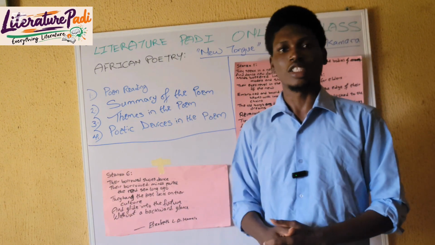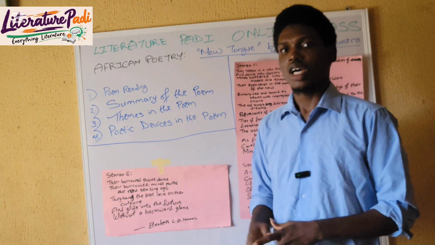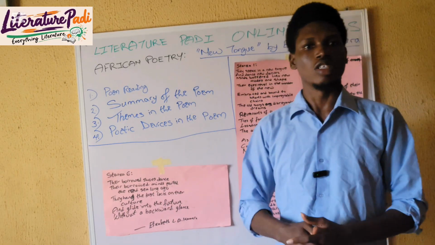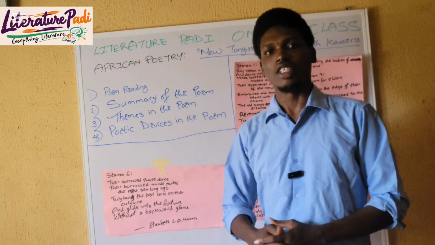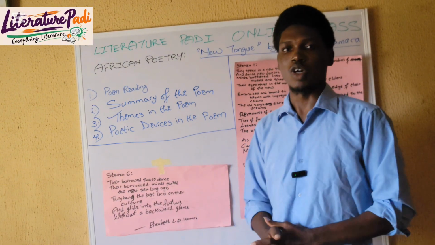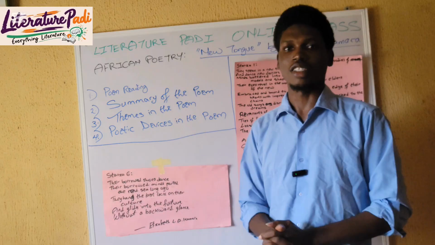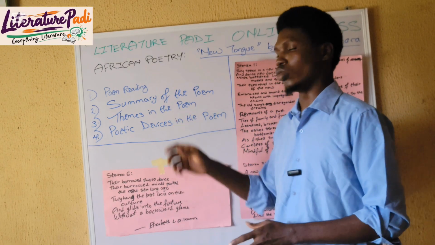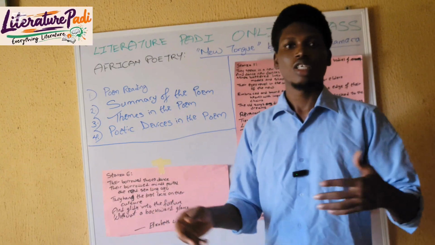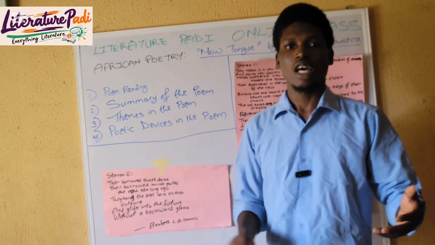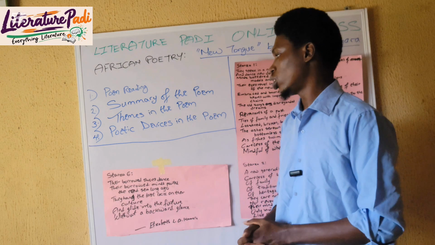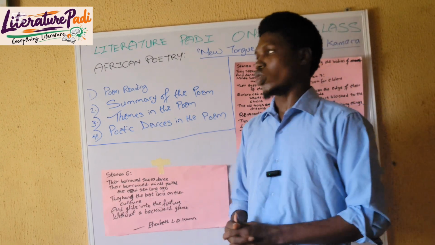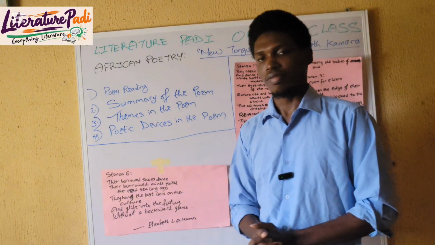And it is in this section that we will be discussing the themes in Elizabeth Kamara's Newton. And then the final section is the poetic devices in the poem. It is in this final section that we would take a critical look into the figures of speech, figures of sounds, and other poetic devices used in this poem. So let's get right into it. We are starting with a poem reading.